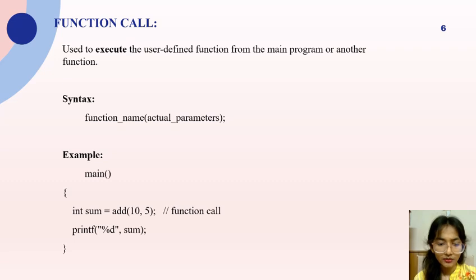After that, we have function call. Once we declare and define a function, we have to call it to use it inside another function. So the function call executes the code written inside the function body. Its syntax has only two parts: one is the function name, and the other is the actual parameters inside the parentheses. Here in the example, I showed that the program calls the add function, passing 10 and 5 as parameters, and then prints the result.